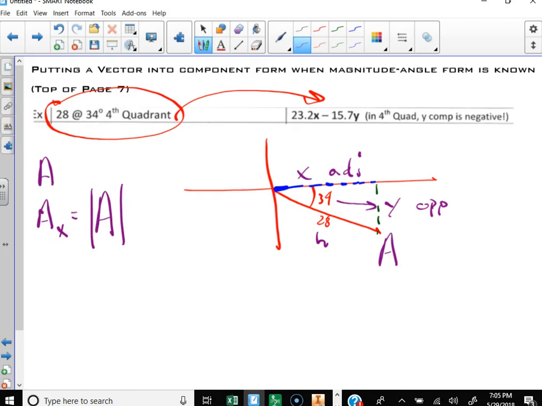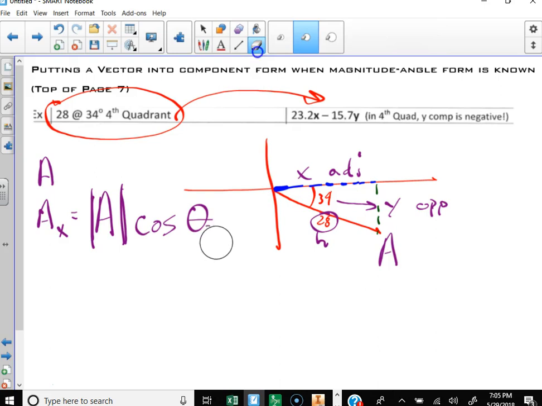the magnitude of that vector, that's what these lines mean, in other words, the 28, times the cosine of the angle involved, the reference angle. Actually, you don't have to use the reference angle. You could be using the other angle. I'll just put angle for now.